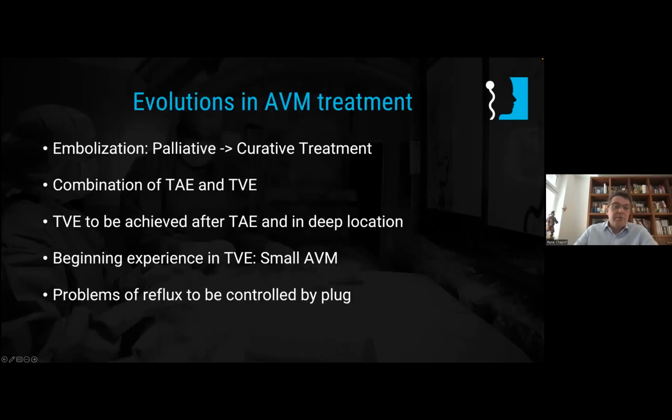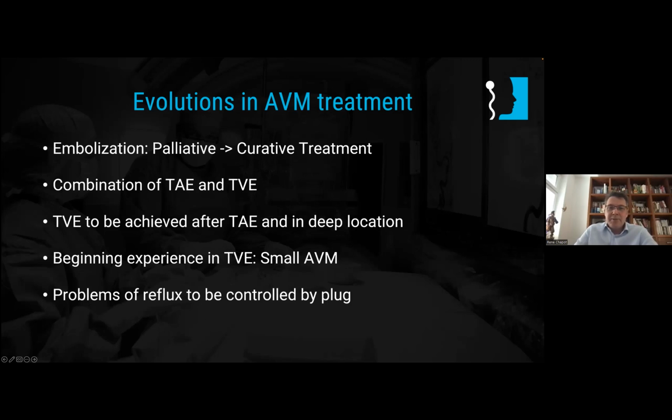So as a conclusion, embolization has definitely become today a curative treatment and not a palliative one, using a combination of transarterial and transvenous approaches. And understanding is definitely a key point. The more tools you have, the better it is. And from this point of view, 6D is very important.